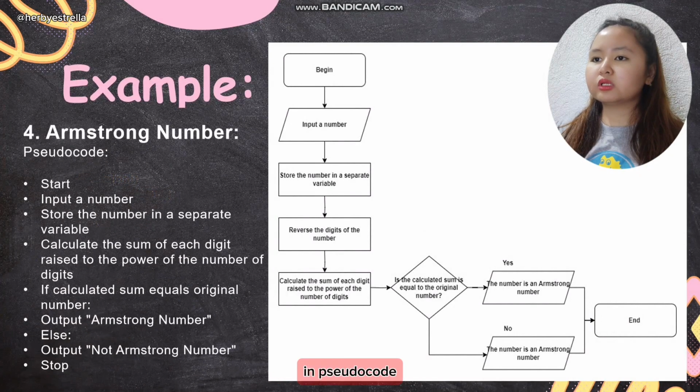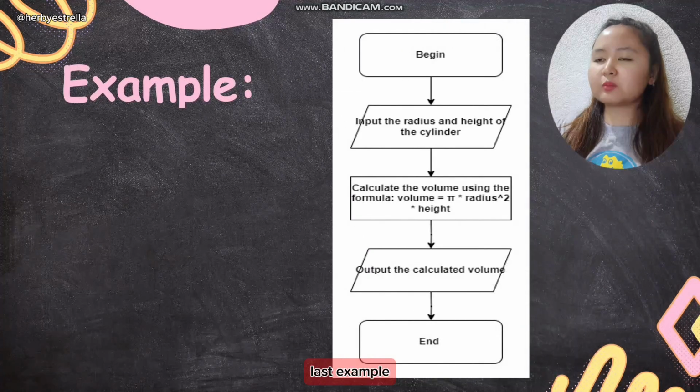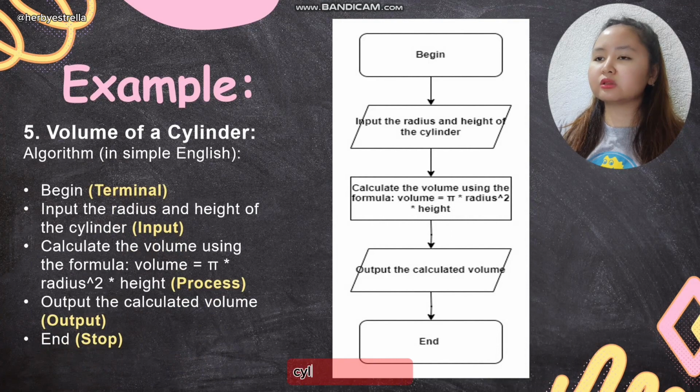In pseudocode: start, input a number, store the number in a separate variable, calculate the sum of each digit raised to the power of the number of digits. If calculated sum equals original number, output Armstrong number, else output not Armstrong number, stop. Last example is volume of a cylinder.